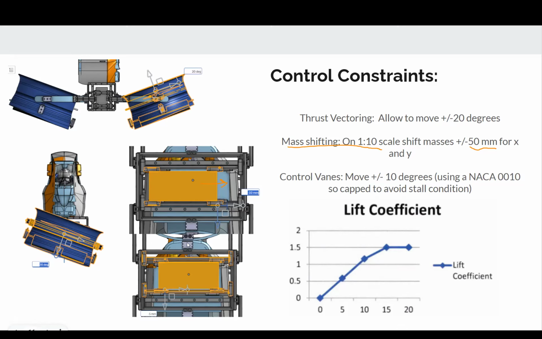Anyways, there's a lift coefficient over here, which is for the control vane, which is going to be plus or minus 10 to avoid stall. And we have a thrust vectoring that's about plus or minus 20 degrees, because that is good over here. Actually, this thing can go more than 20 degrees, but we limit it to that because there's really no need to go any further, in my opinion.